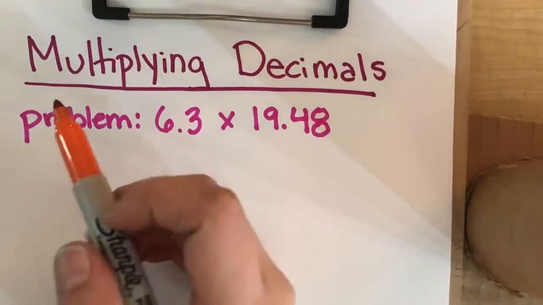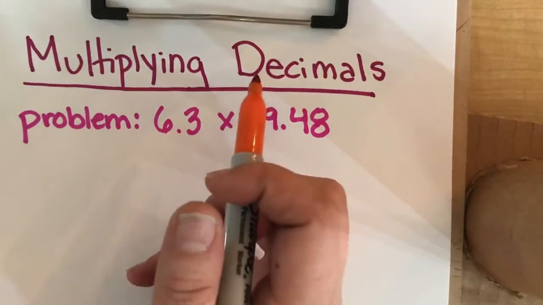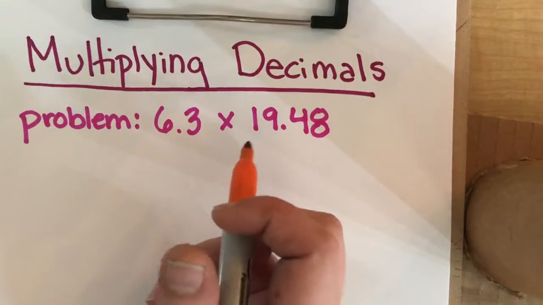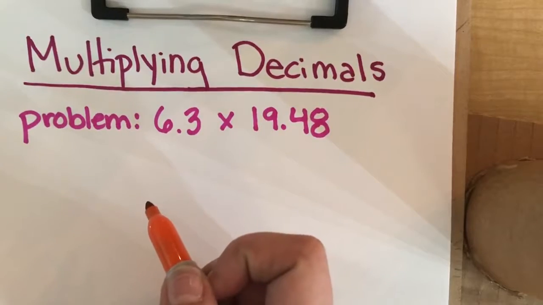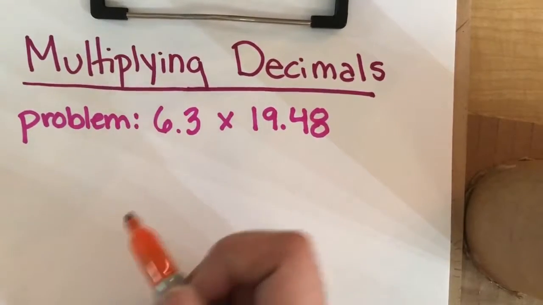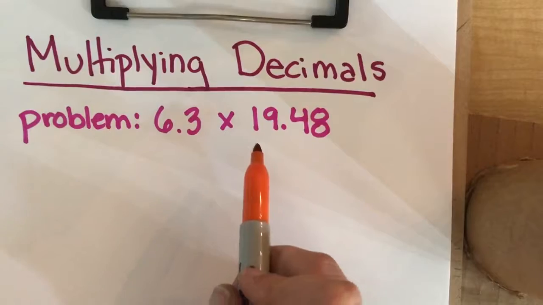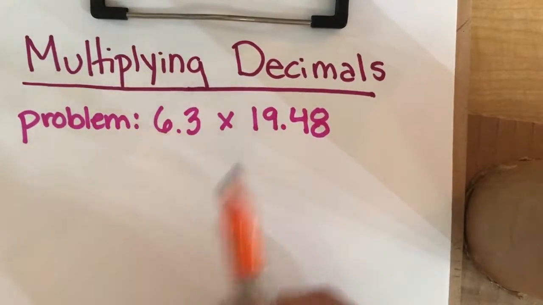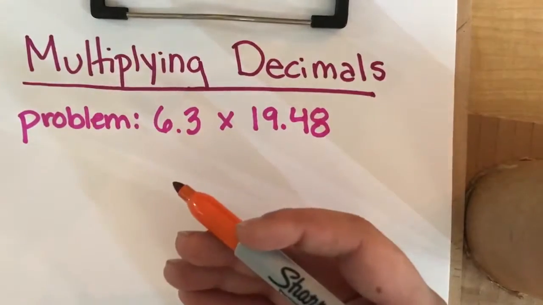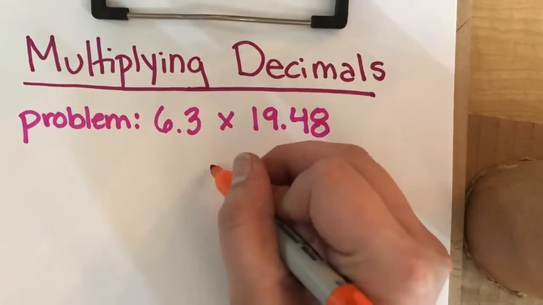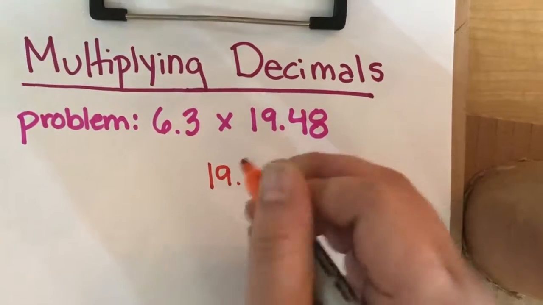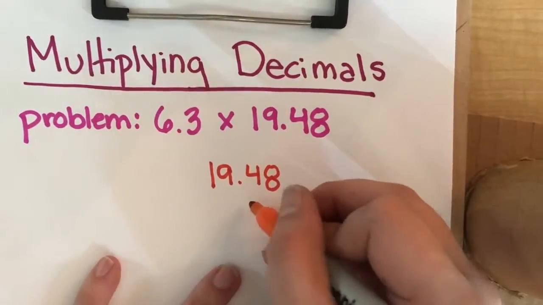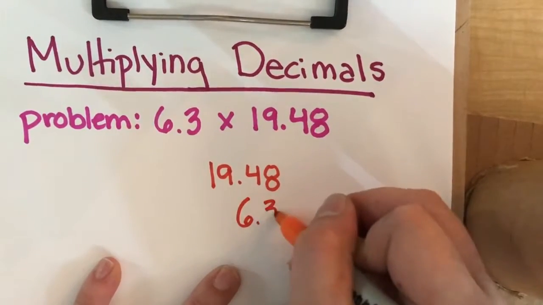For this video, we're going to be looking at multiplying decimals. So our problem today is 6.3 times 19.48. When I'm trying to set up a multiplication problem with multiple digits, I like to put the number with the most amount of digits on the top because it makes more sense to me using the standard method. So I'm going to rewrite this as 19.48 and 6.3 underneath.